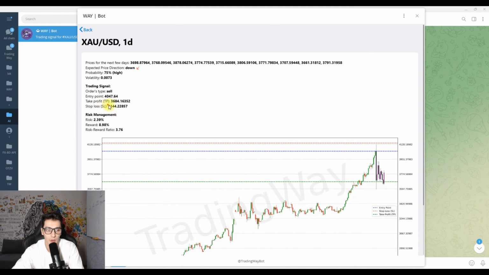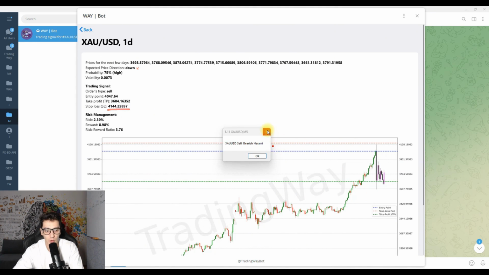4,047 is the take profit, 3,684. Of course, I would say that's far away, but most likely we'll get close to those values. Of course, it's unlikely we'll drop there in just 2 weeks, but I think we'll reach those levels. The corrective movement should bring us roughly to those values, but I think it will take a couple of months. And our stop loss is at 4,144.